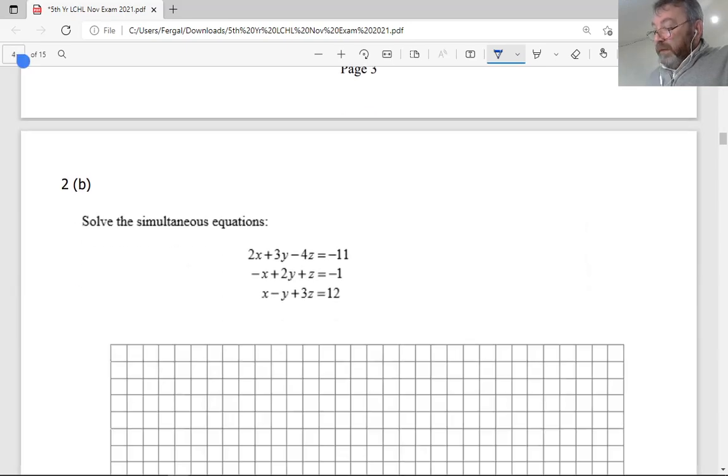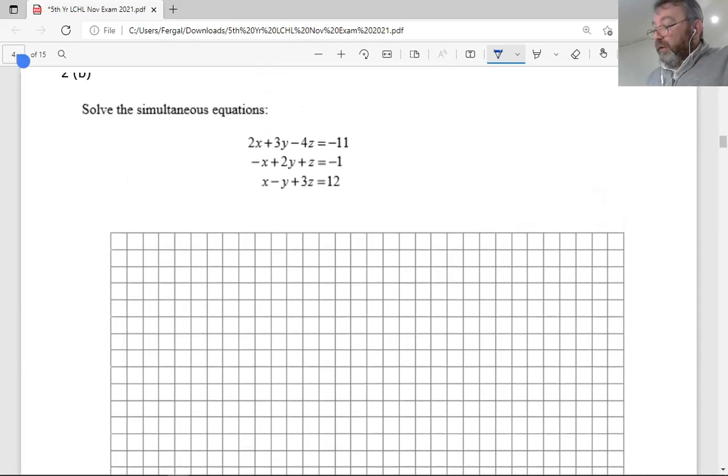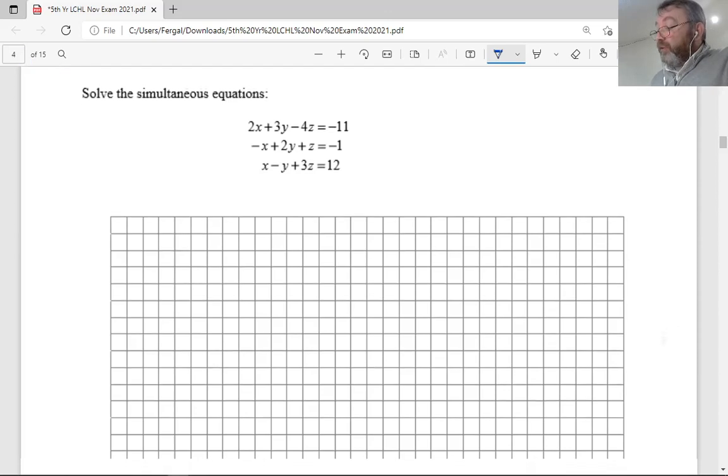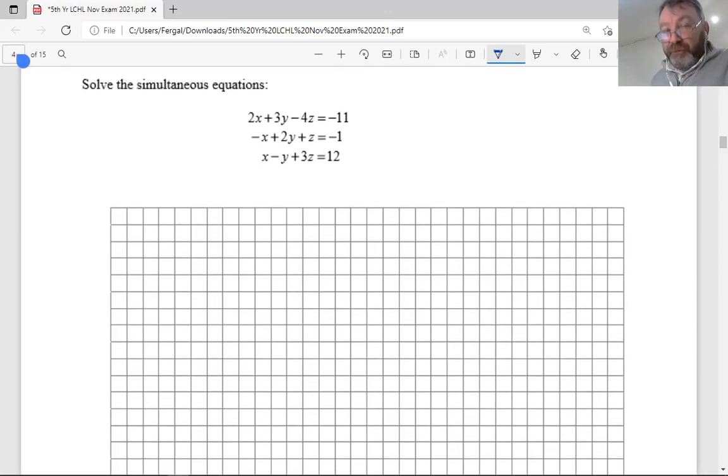Next question. Solve the simultaneous equations 2x plus 3y minus 4z equals minus 11, and then minus x plus 2y plus z equals minus 1, and x minus y plus 3z equals 12. Now again, because we have 3 equations in 3 unknowns, we've got to go through the process of reducing these down to 2 equations and 2 unknowns, which we then reduce down to 1 equation and 1 unknown, and that means it's now solvable.